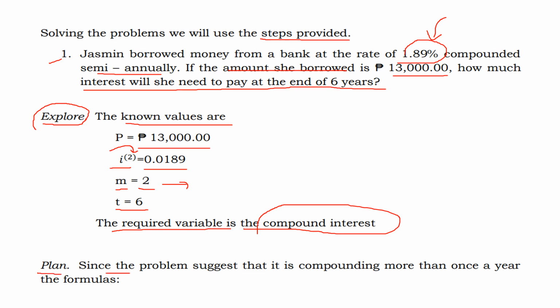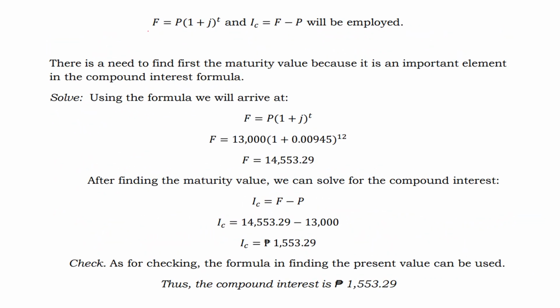So our plan. Since the problem suggests that it is compounding more than once a year, we simply apply this formula for your future value, and the compound interest, which is equal to your future value minus your principal, will be employed. There is a need to first find the maturity value because it is an important element in the compound interest formula. So right after computing the value of your future value, we need to subtract your principal from this resulting value. And that will be your compound interest.